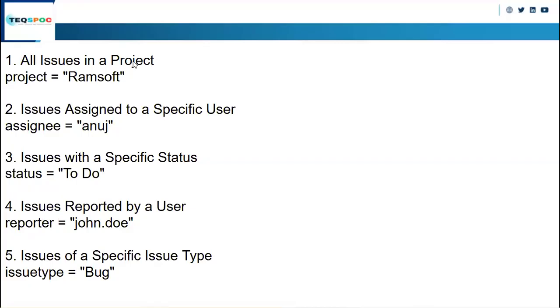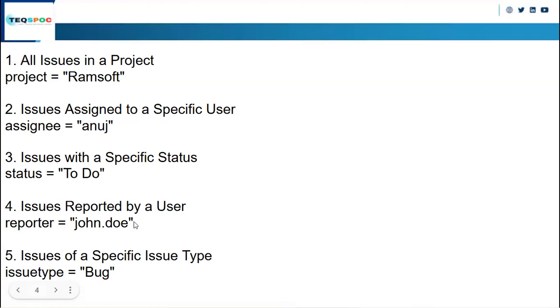Now, if you want to see all the issues inside a project, then in JQL you write project equal to Ramasoft, project equal to Microsoft, project equal to e-commerce. In this way, you can see all of these. If you want to see issues assigned to a particular developer, then assignee equal to Anuj. If you want to see issues in a specific status, like to do, in progress, done, then we can write status equal to to do. So we will get all the issue types which are in to do state. Status equal to done, we will get all the issue types which are done.